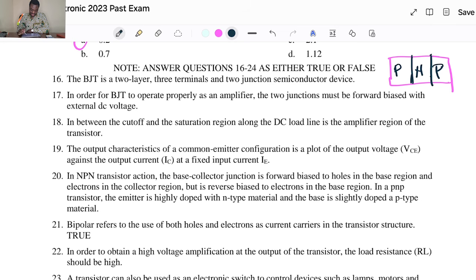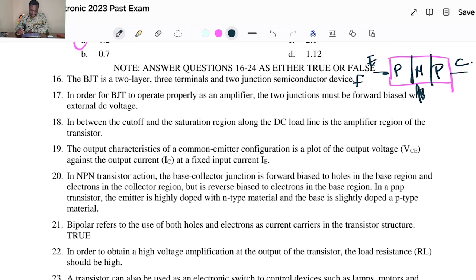And we have 3 layers, right? So we have what? 3 terminals, right? You can see we have 3 terminals. That means we are going to have the emitter, the base. Then we have our base here. Then we have the collector. And then we have a 2-layer. Let's say layers here is the same as the region. So you can see we have 3 regions, 2 P regions, and then 1 N region. So this is going to be false, right? Answer here is false.